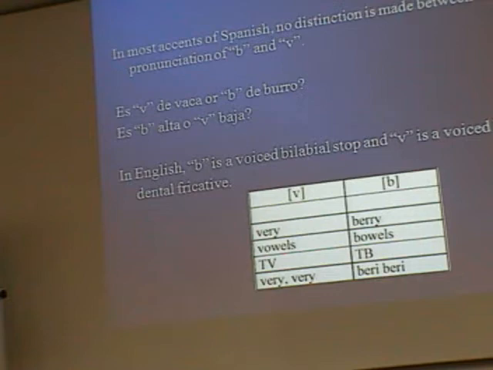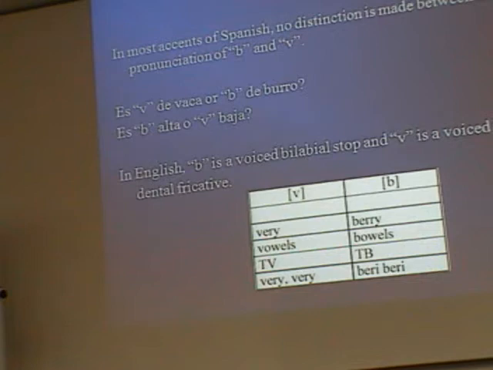He's always saying, "es ve alto o ve baja," or "es ve de baja o ve de burro." You know, which one is it? Because he can't hear the difference, because there is no difference. That's why he can't hear a difference, so he doesn't know which letter to write when he's writing something.